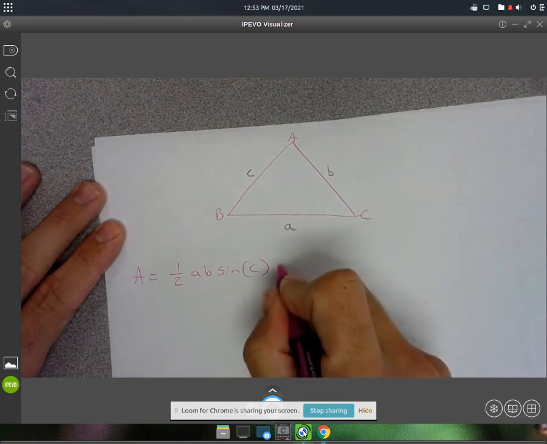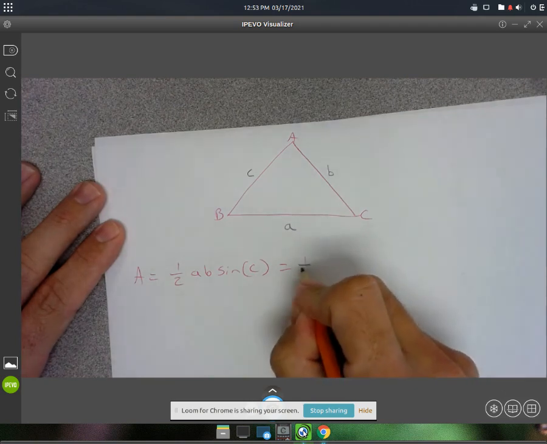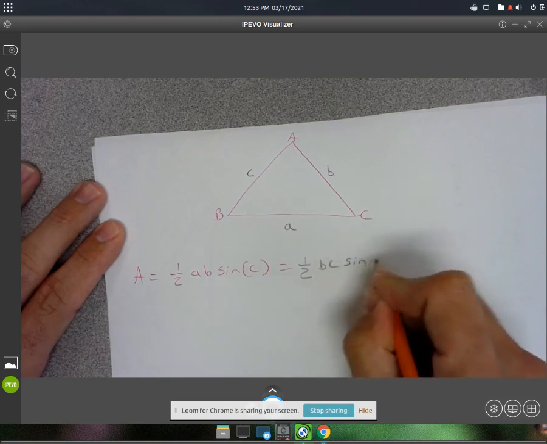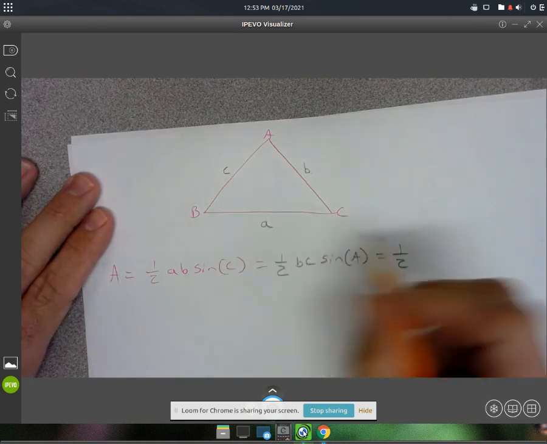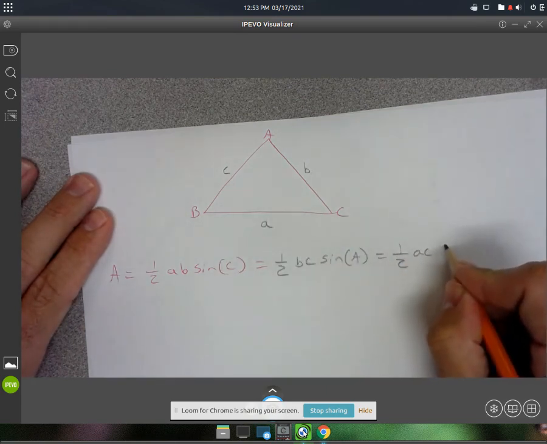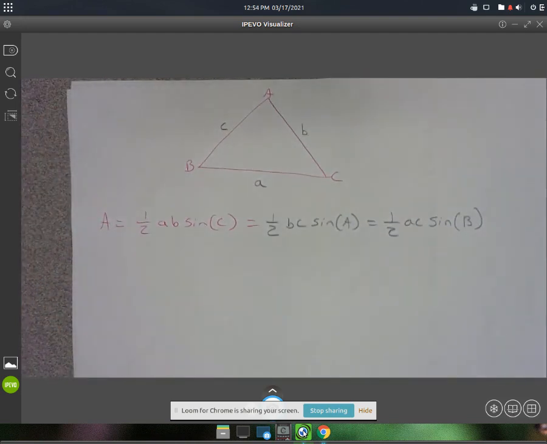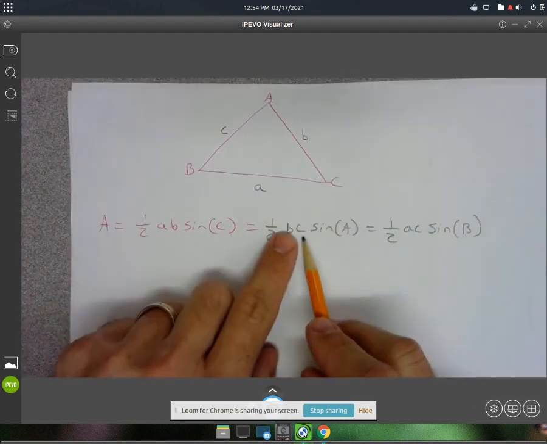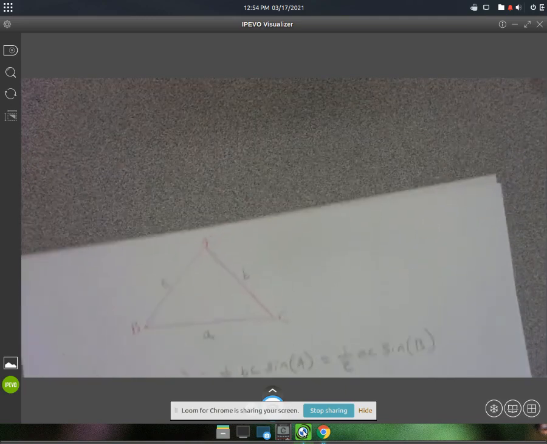But it turns out there are two other ways that you can express this. You could have done 1/2 B and C, and then angle A would be the included angle, or you could have done 1/2 A and C, and then B would be your included angle. These are all equivalent to each other. It's two adjacent legs and the included angle. That's all it is. But we're going to use this to prove the law of sines whenever that comes up.